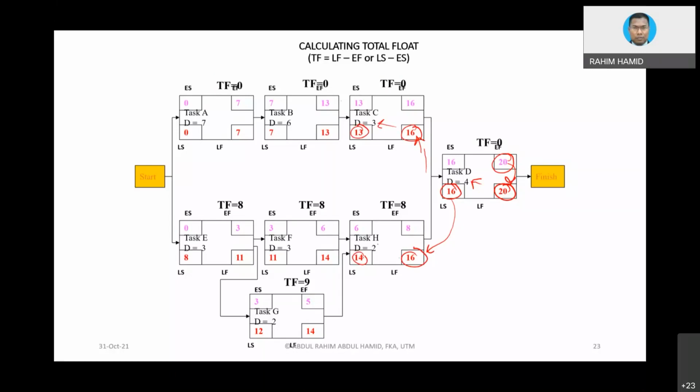For B, for instance, you transfer back into here, and then calculate within the box. 13 minus 6 equivalent to 7. 7 transfer here. 7 minus 7 equivalent to 0. Okay. Then we go into F and G. Remember this value, you will transfer according to the arrow, going back, 14 here. Then you subtract within the box. 14 minus 3 equivalent to 11. Then 14 minus 2 equivalent to 12.